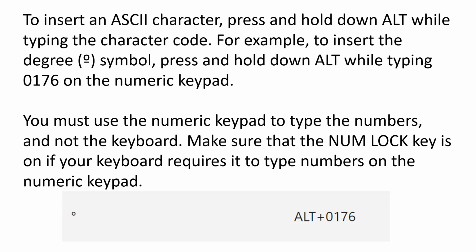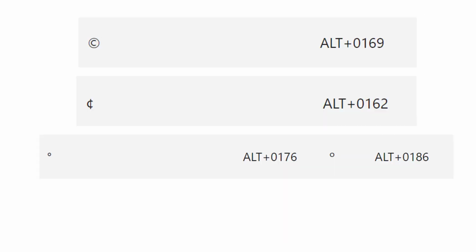Make sure that the numlock key is on if your keyboard requires it to type the numbers on the numeric keypad. Here are some of the symbols. To get the copyright symbol, it's Alt plus the 0169. The cents is Alt 0162. For the degree, it could be Alt 0176 or Alt 0186.